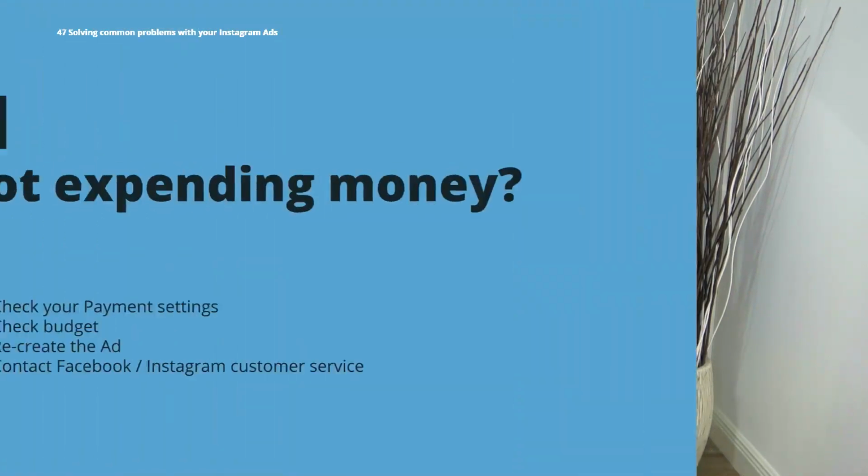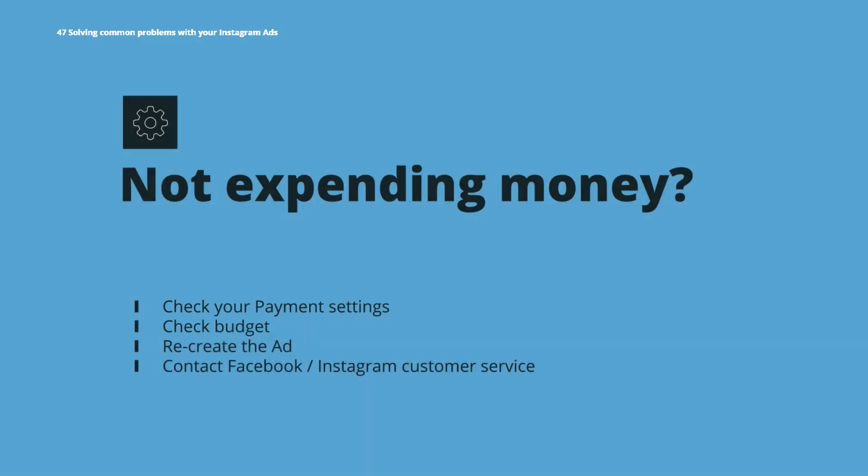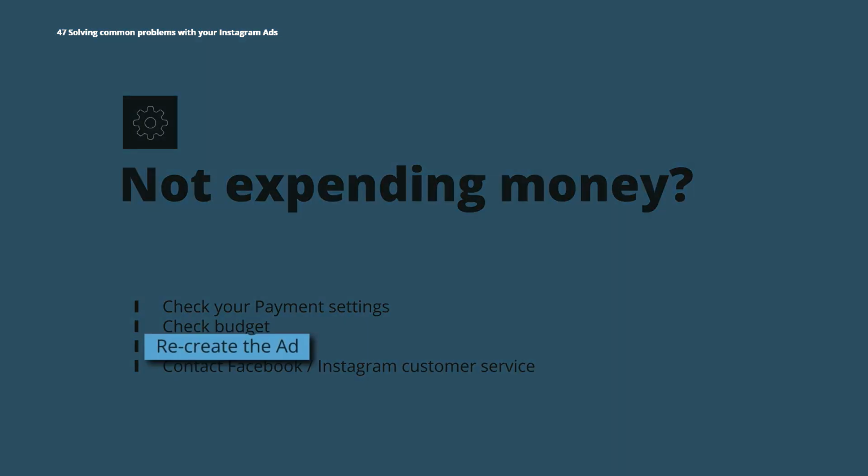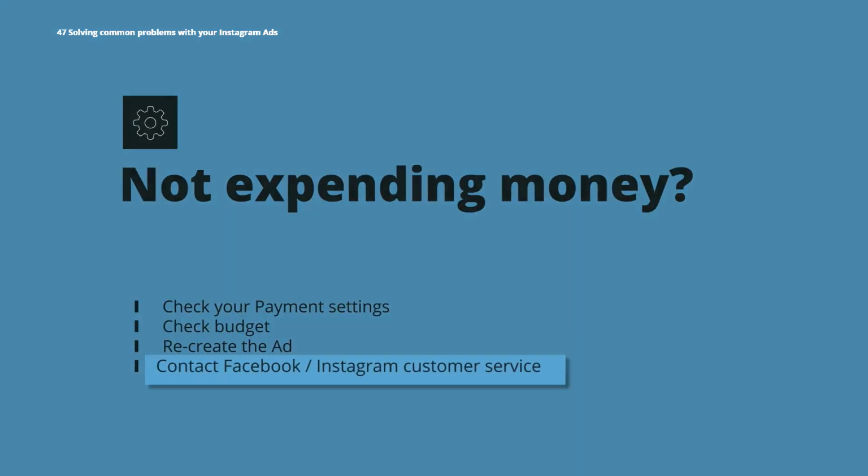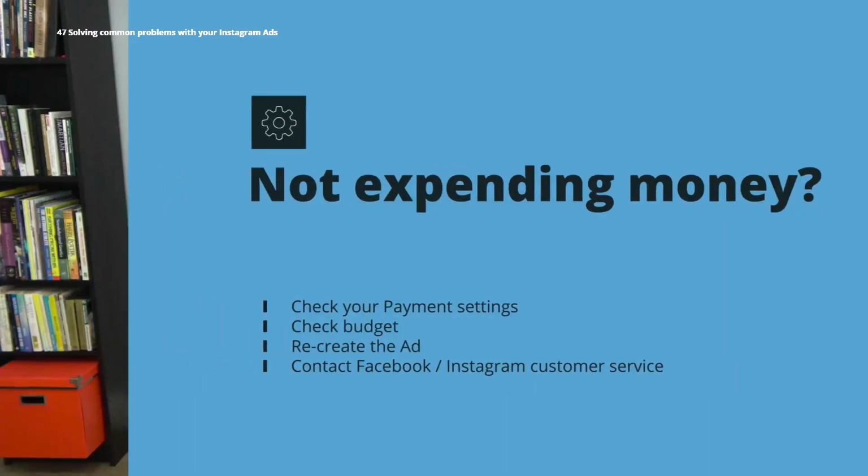The first option is that your ad is not spending money. If that's the case, if you see that the ad is running but is not spending money, check your payment options is the first suggestion. Check your budget. Sometimes your budget is already on the limit and you need to expand that a little bit. The third option will be to recreate the ad. Sometimes we don't know what happened, and the best option is just to recreate it and see if it works. And the fourth suggestion will be to contact Facebook customer service. I'll show you how to contact them here in a minute.